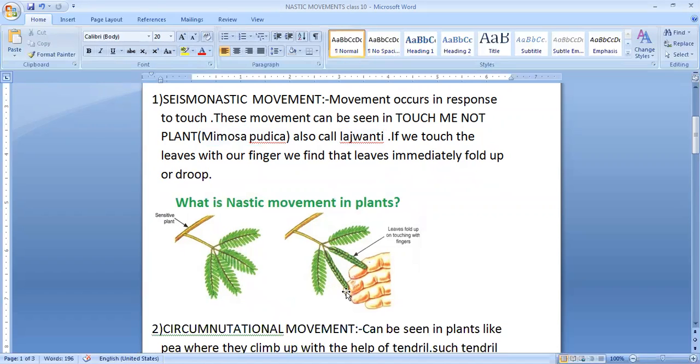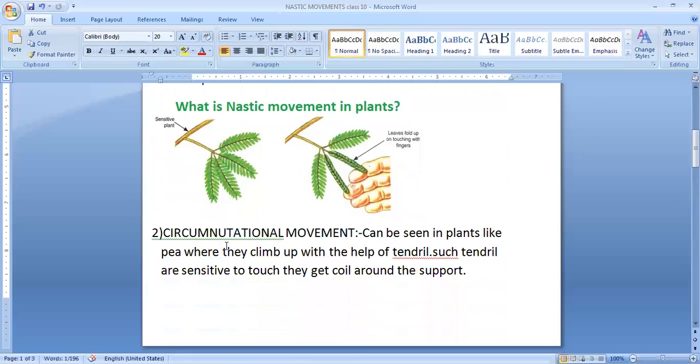Whenever we touch the leaf or the tip of the leaf of this plant, Mimosa pudica, the leaf drops down. It falls down, and after some time, when the sensation ends, the leaf attains its original shape and size. So the movement occurring due to touch, where the stimulus is touch, and due to which the plant is responding, is a seismonastic type of movement.